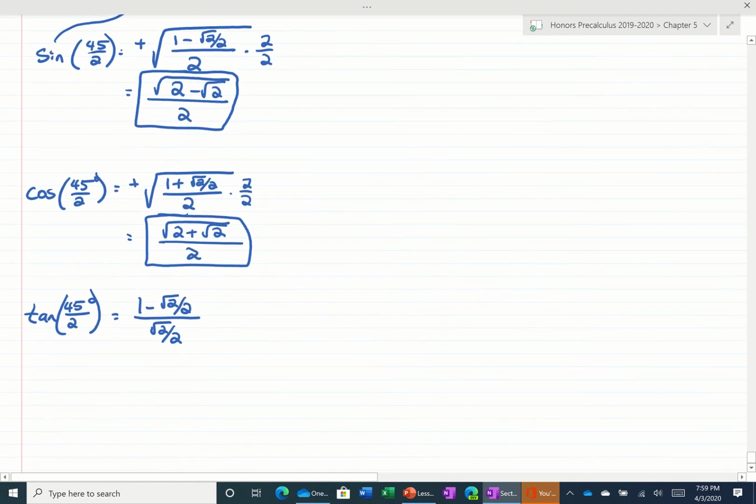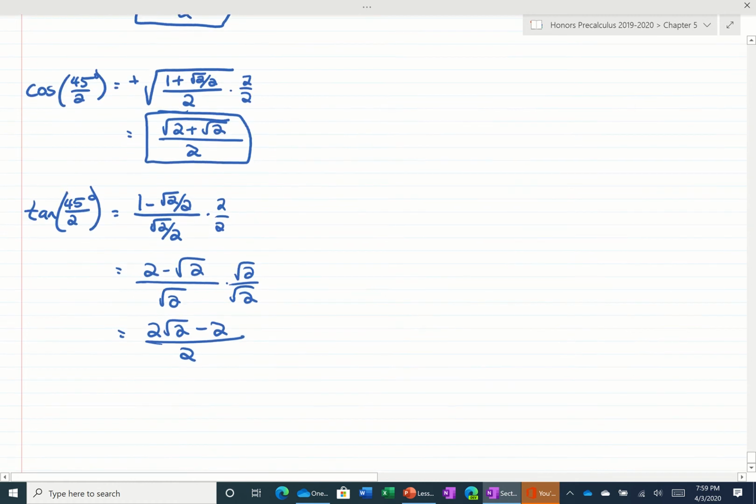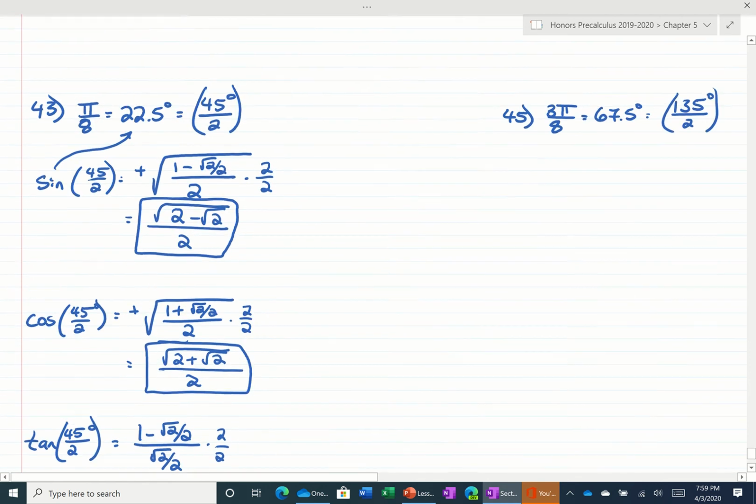And then this last one's going to be a little bit weird. I'm going to multiply top and bottom by 2 over 2, which gives us 2 minus root 2 over root 2. And if we rationalize, we get 2 root 2 minus the square root of 4 over 2, which simplifies to just negative 1 plus root 2. If you use the other formulas, that's what it'll simplify to also.